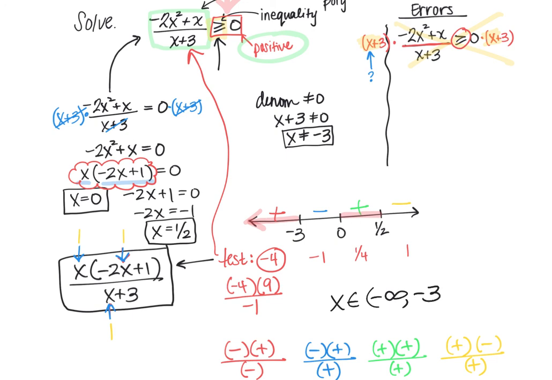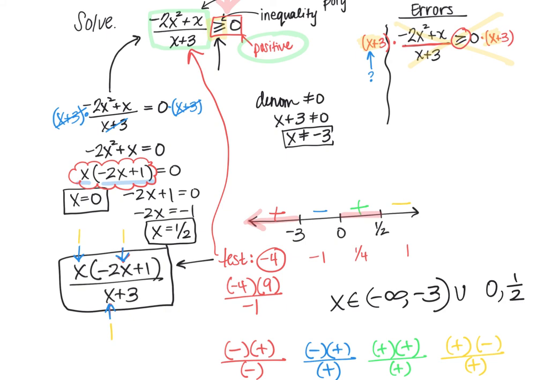Now look at our workup here. We said that x can never equal negative 3 because it's going to cause the denominator to equal 0. So we are not going to include negative 3, which means we'll use a parenthesis. So we're not including negative 3, and union that with all of the values between 0 and 1/2.